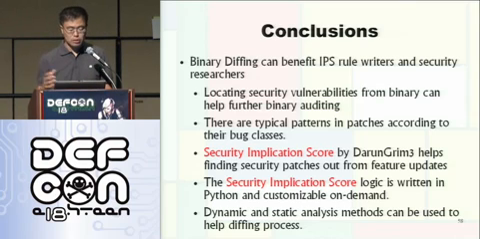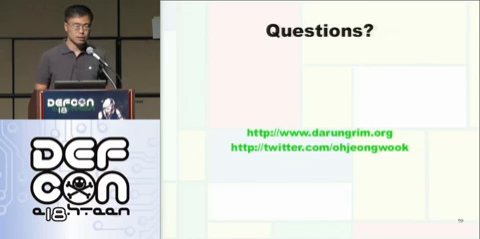And there are some typical patterns inside patches, so you can use that to benefit binary diffing itself. It is called the security implication score in DarunGrim 3, and it helps a lot. And you can use dynamic analysis or static methods for binary diffing, and dynamic analysis is very helpful in writing one-day exploits. And any questions?